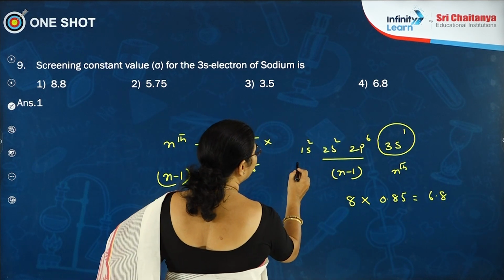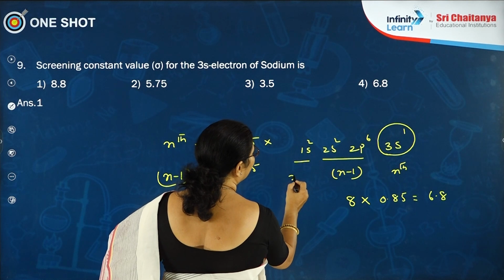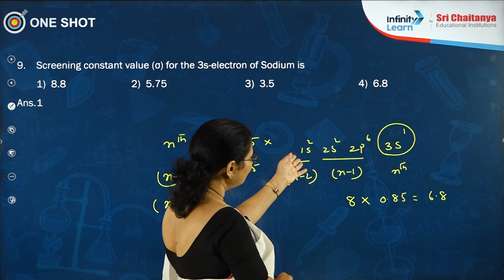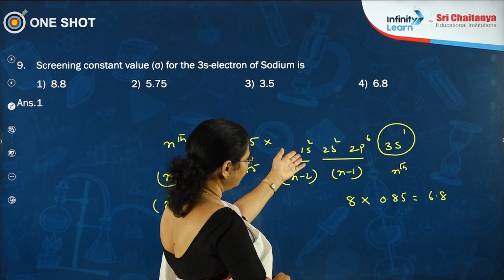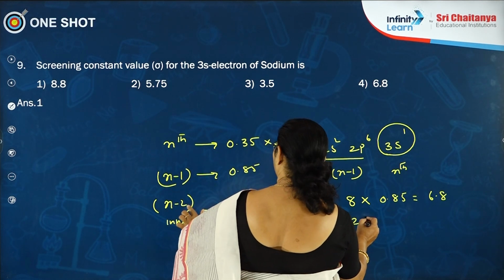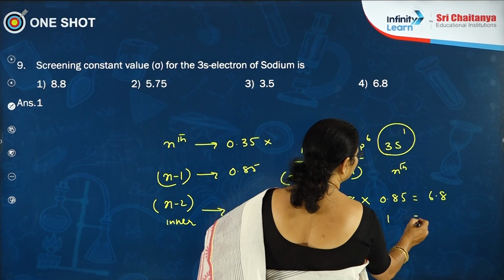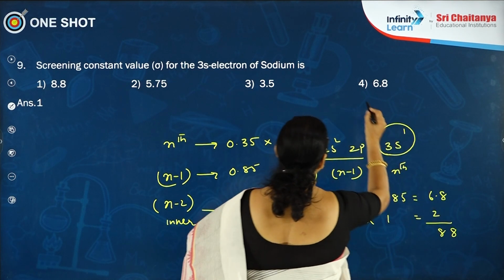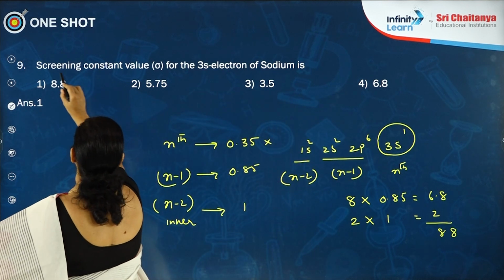Next, the inner n minus 2 shell. In this case, 2 electrons are in n minus 2, and they will provide 1 each, which is equal to 2. So the total is 8.8. He is asking for the screening constant.